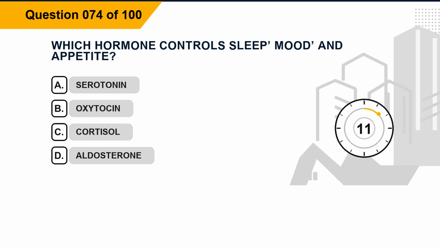Question 74. Which hormone controls sleep, mood, and appetite? Option A, serotonin.